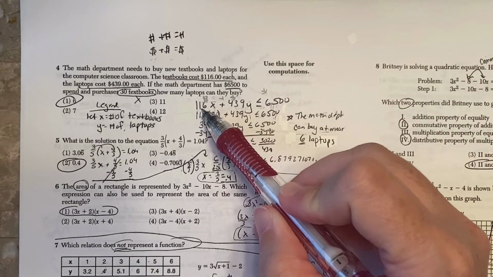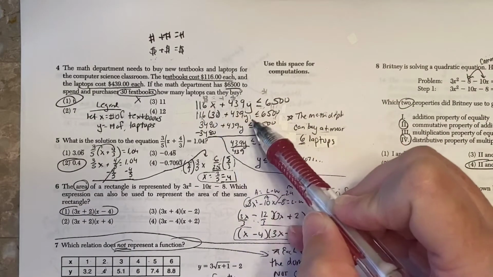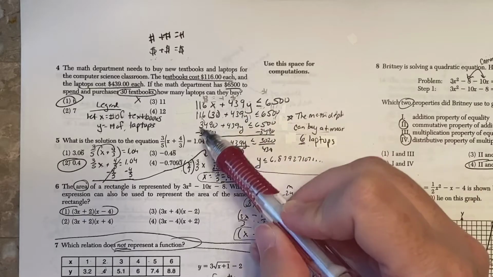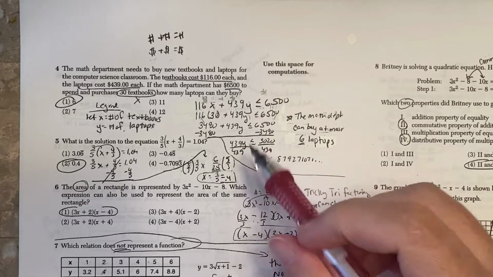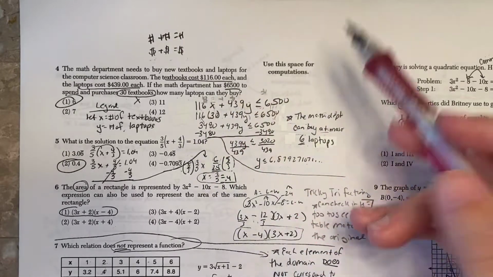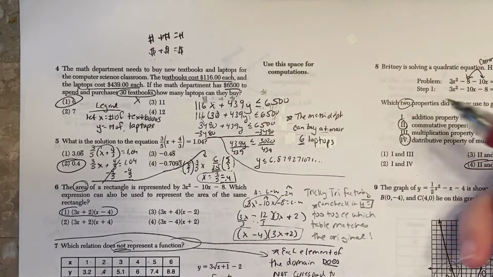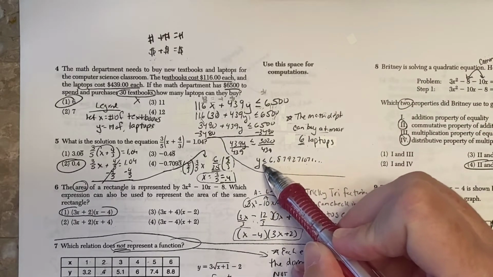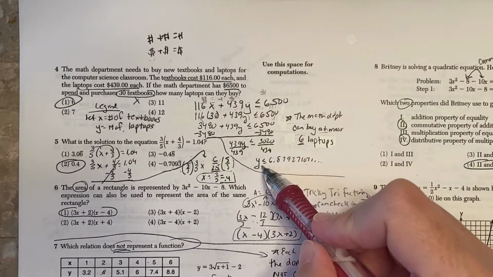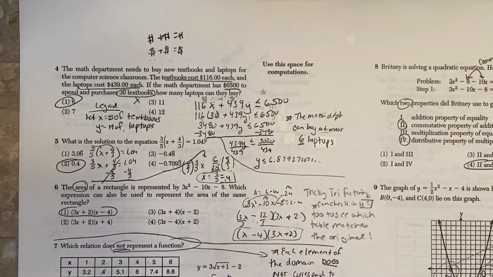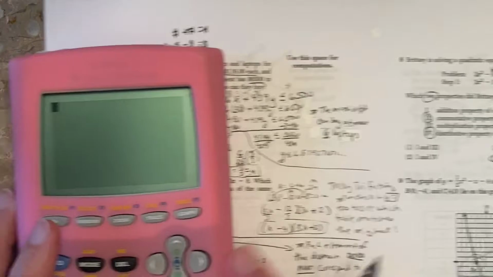So you have 116 times your x, which is 30, and then 439 times your y. I multiply those, and then I solved, and I got y was this decimal. It asks how many laptops can they buy, and you can't buy a portion of a laptop, so you need a number that's less than or equal to 6.8. That would be 6. If you tried 7 laptops, that would be no good. I'll just show you that really quick.